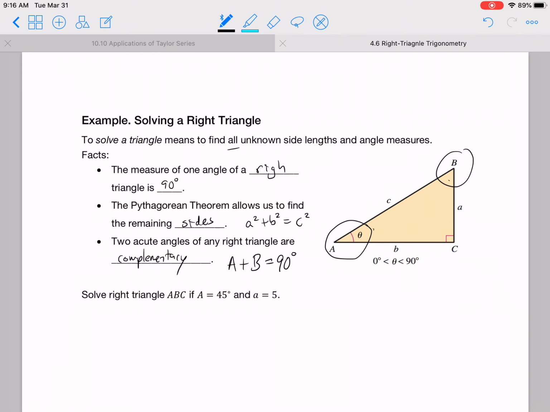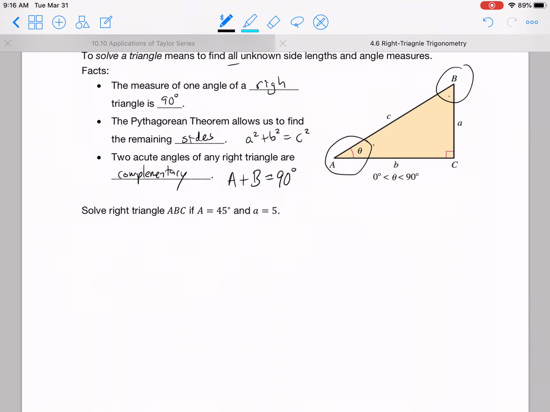So let's take a look here and solve right triangle ABC if A is 45 degrees and side a is 5. So if we get that, we have a nice right triangle here. And we can say then that this is the 90 degree angle. That's what we're going to call C. We'll call this angle A, this B. That makes this side a, this b, and this c. Now we know here that A is 45 degrees, so we'll go ahead and label that 45 degrees. Well, then we know that side a is 5, so we can put that in.